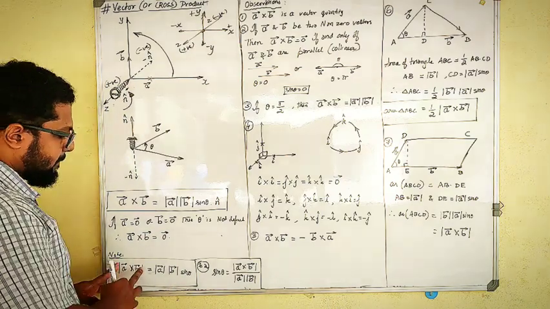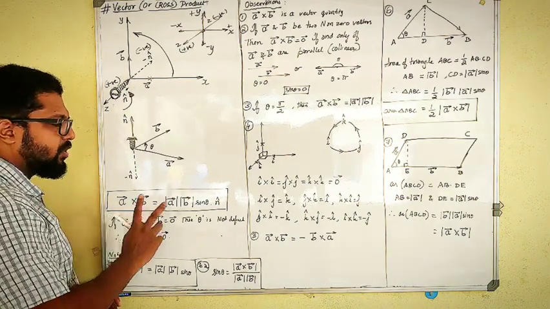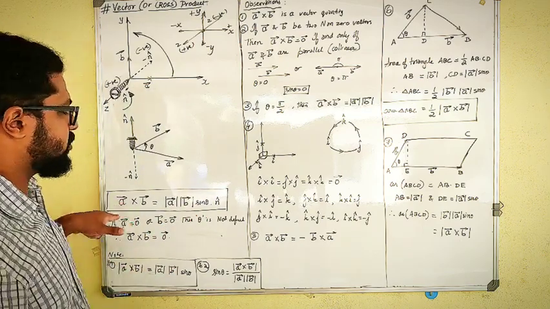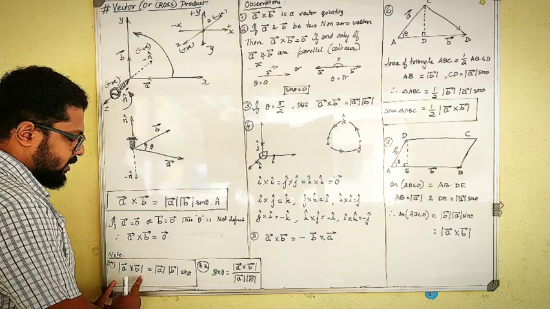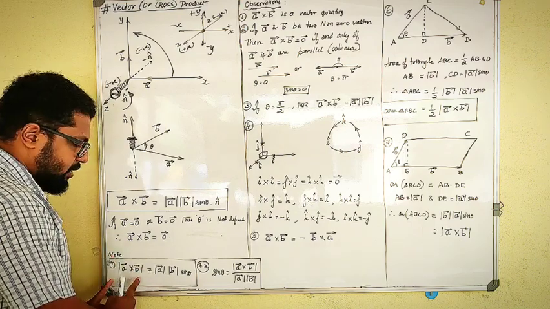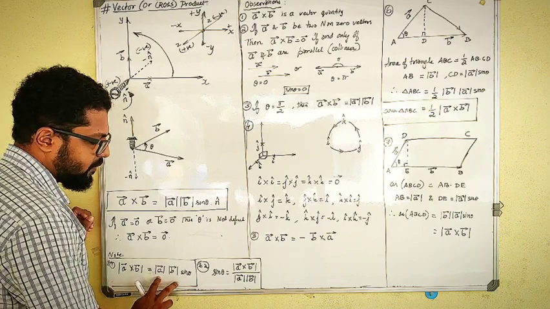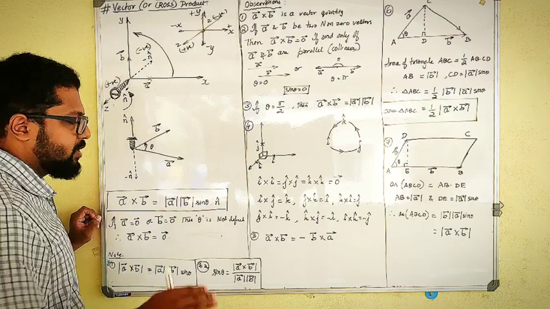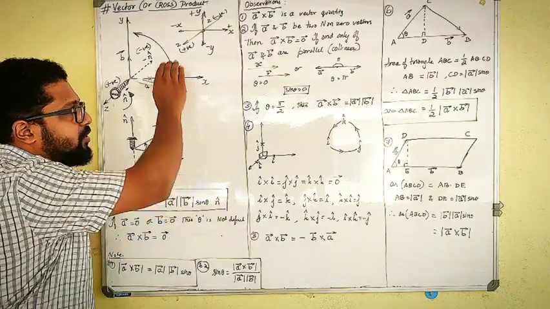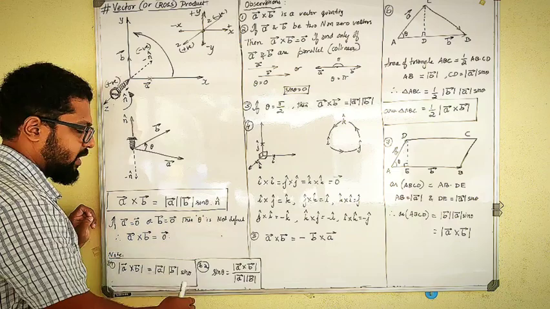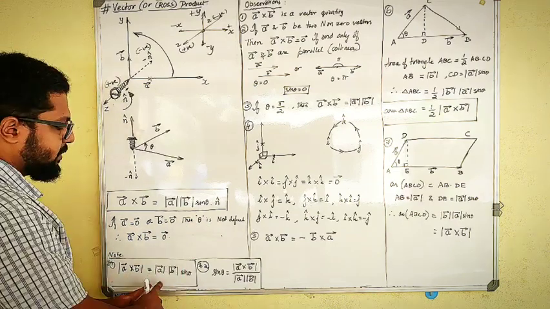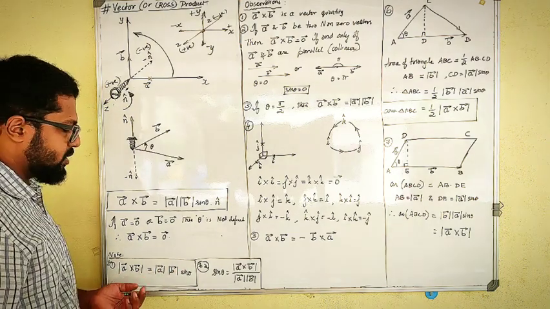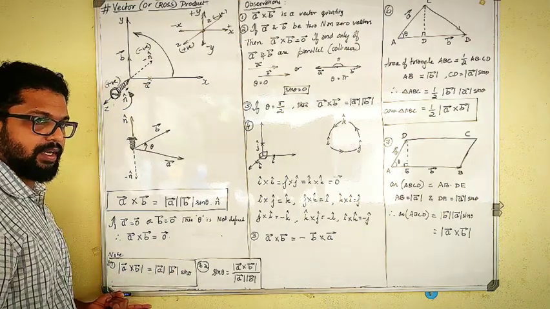Then the magnitude of the cross product of two vectors. The magnitude of A cross B is simply magnitude of A, magnitude of B sin theta, without the n cap. Is it clear? If I write n cap, it becomes the vector cross product. If I want only the magnitude, I need not write the n cap; I only have to write magnitude of A, magnitude of B sin theta. Clear? So this is the magnitude of the vector quantity A cross B.